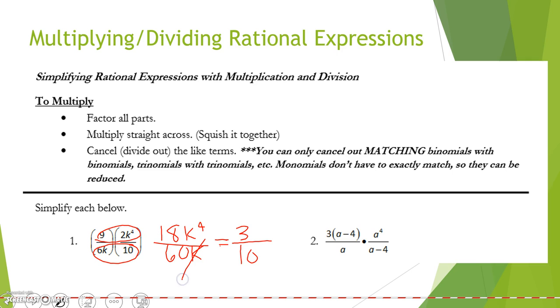Then you can reduce the k's. That k is gone, and there's 3 left up top. So 3k to the third, and that's your final answer.